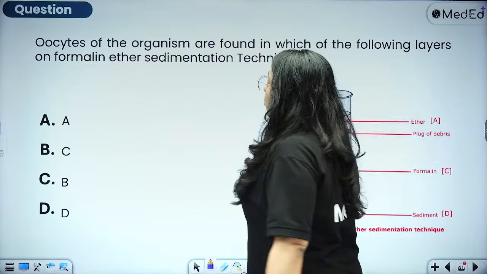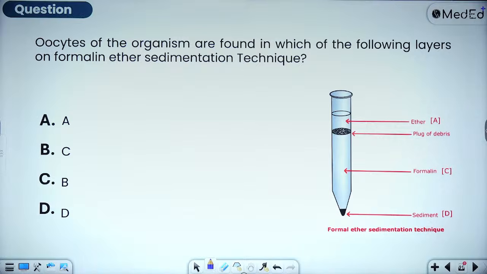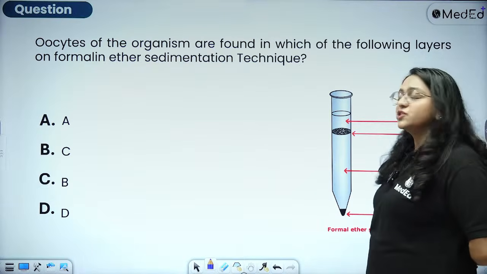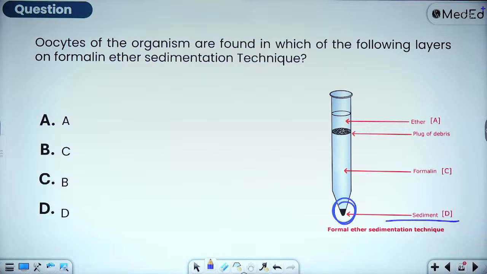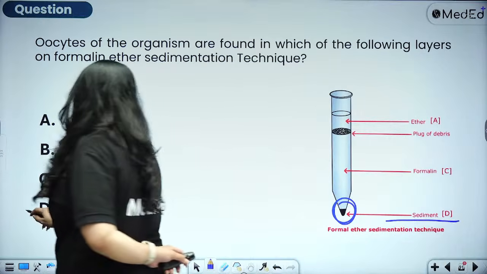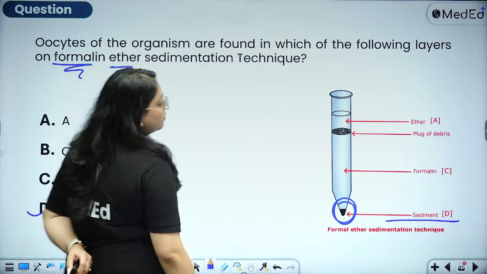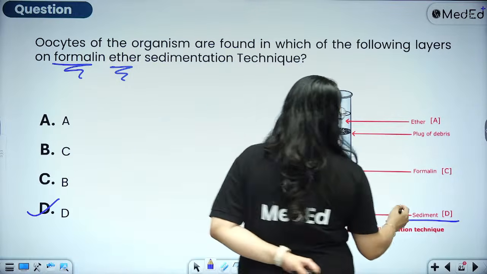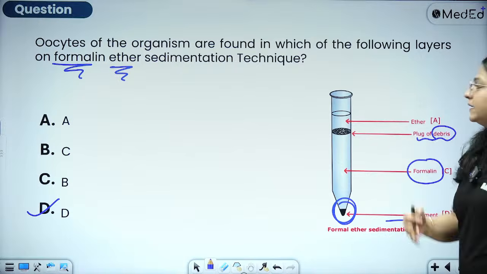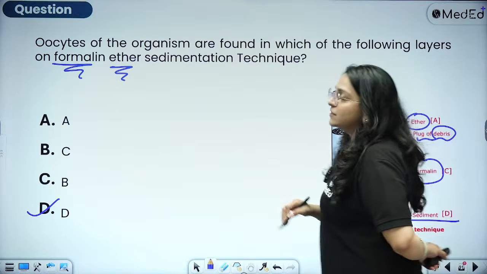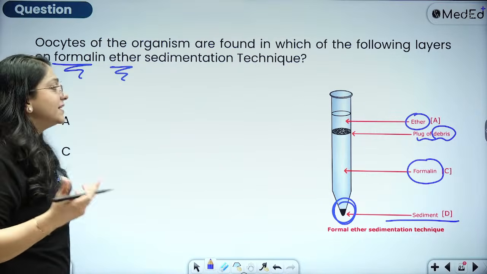Oocysts of organisms are found in which of the following layers on formalin ether sedimentation technique? Where will the oocysts be? Bottom, the heaviest sediment is going to be the oocysts. Formalin ether, okay. So bottom is oocysts, in the middle is formalin, then a plug of debris, just fecal matter, and the lightest, the ether, is going to be on the top. So you have ether, debris, formalin, and at the bottom the heaviest, oocysts.